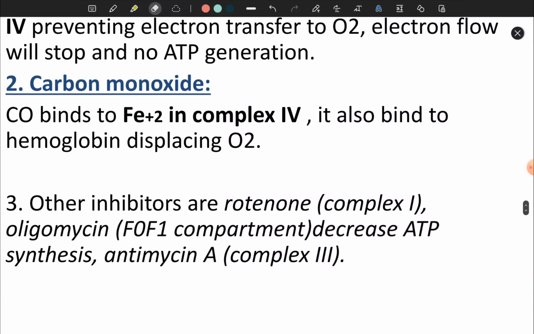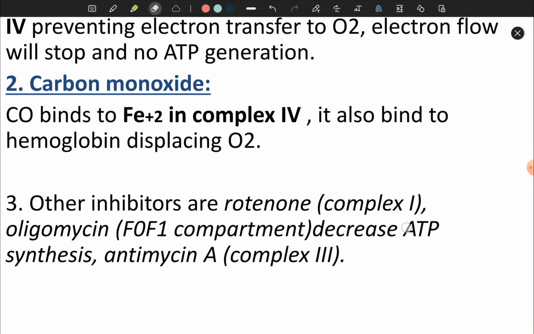Other inhibitors, as we said, are insecticides called rotenone, and oligomycin, which inhibits the F0 F1 compartment and will decrease ATP synthesis. Also, we have another one called antimycin, which inhibits complex 3, it's not important.